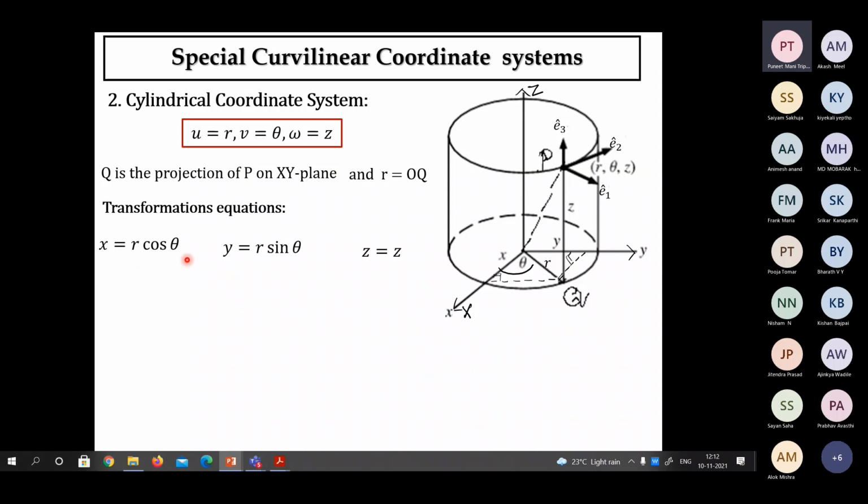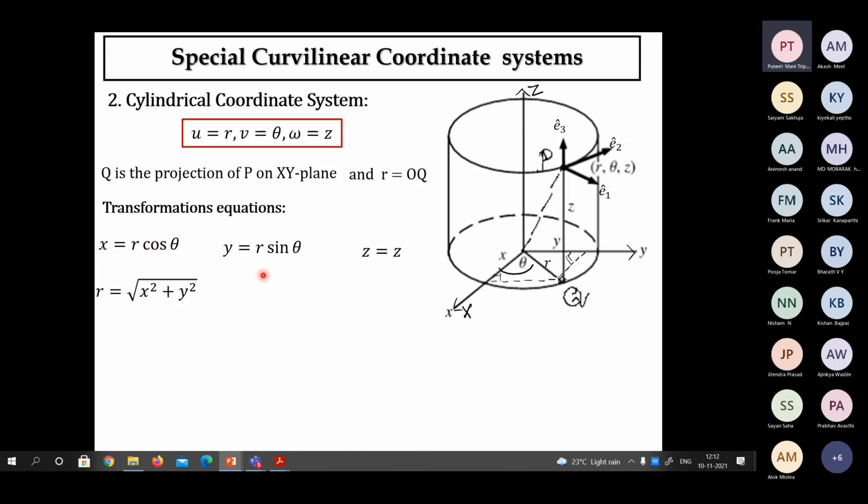So these equations are helpful to transform from one system to another system. If you know cylindrical coordinate system parameters, you can find rectangular coordinate system parameters. If you know rectangular coordinate system parameters, you can find the cylindrical coordinate system parameters. This kind of transformation is possible with the help of these equations. So they are called the transformation equations: x equal to r cos theta, y equal to r sin theta, z equal to z.